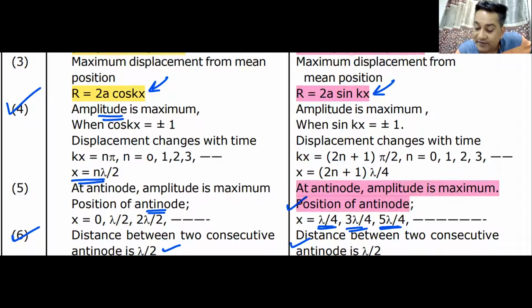The only difference that it creates between the yellow one and the pink one is that the position of antinodes have changed. On the left hand side, the positions of antinodes are 0, lambda by 2, 2 lambda by 2, 3 lambda by 2, 4 lambda by 2. But on the right hand side, it is lambda by 4, 3 lambda by 4, 5 lambda by 4, and so on. I'll give you a minute to note it.